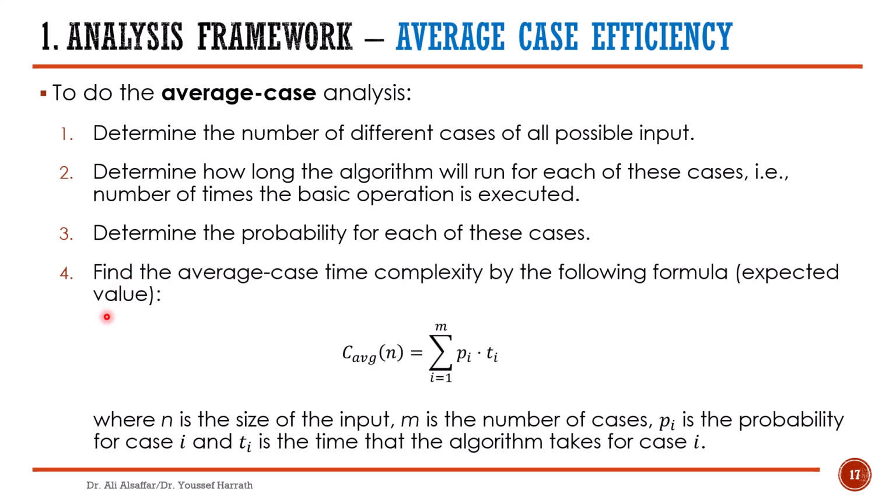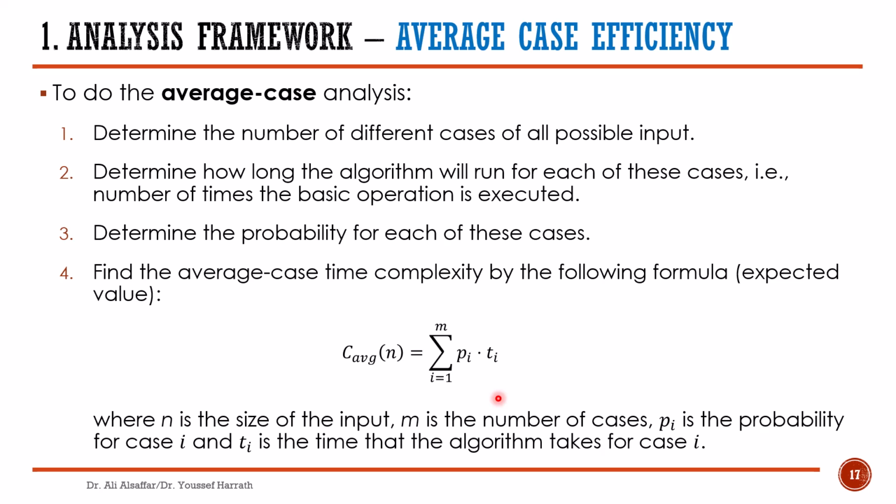The fourth step is computing the average case time complexity by using the formula of the expected value. That is, for each case i from 1 to m, multiply p_i, the probability of case i, by t_i, which is the number of times the basic operation is executed in case i. After that, the time complexity C(n) is equal to the sum of all of these products, where n is the problem input size and m is the number of cases.